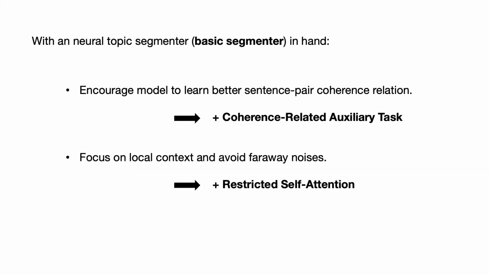In order to address the two context modeling limitations given before, in our work, we propose two components which can be added to neural topic segmenters. To guide the neural network to intentionally capture more reasonable sentence pair coherence relations, we propose a coherence-related auxiliary task. To make the basic segmenter focus more on the local context and avoid the noise from faraway sentences, we utilize a restricted self-attention.